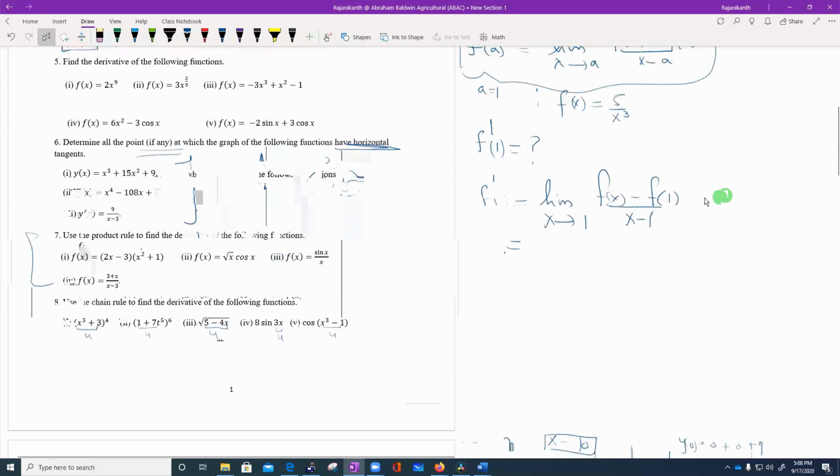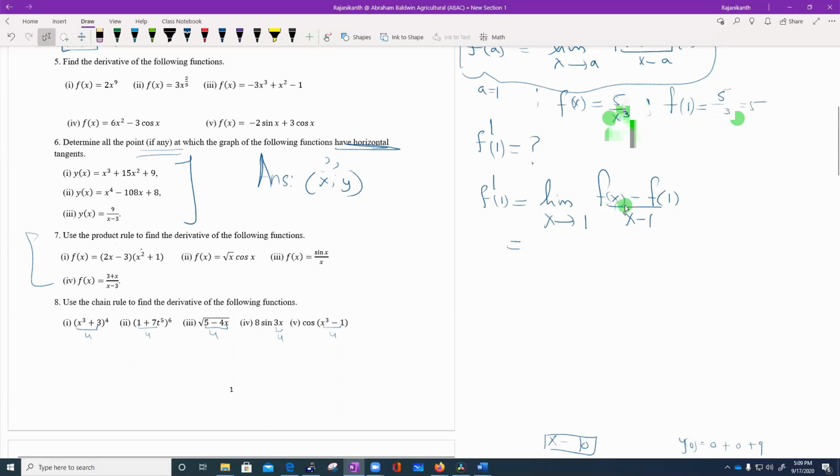Now what is f(x)? f(x) is here, simply plugging that in. Then how do you find f(1)? Let's see who is telling. What is f(1)? 5. Simply plugging 1 into your f(x) function. So f(x) is 5 over x cubed, therefore f(1) is simply plugging 1 here, which is 5 over 1 cubed. That is 5. So you know all the values, simply plugging in.